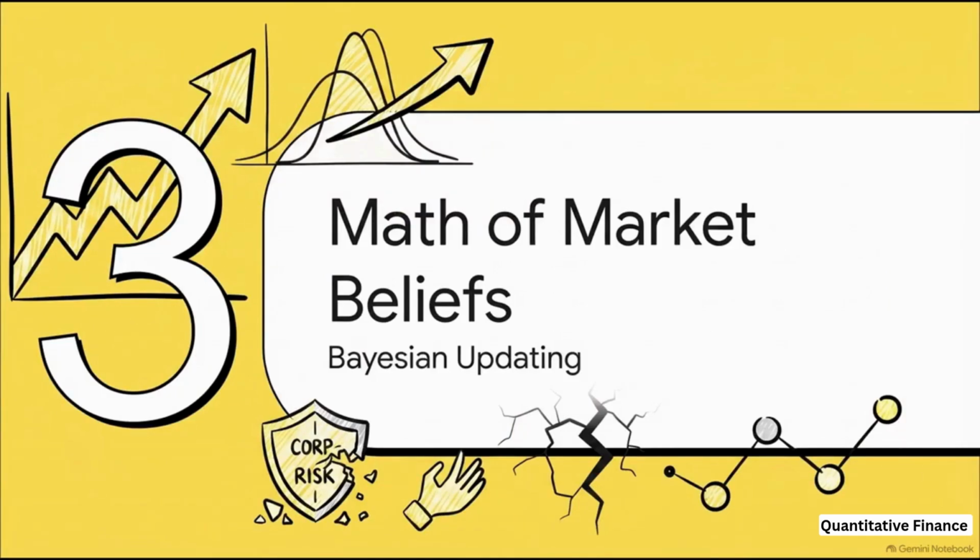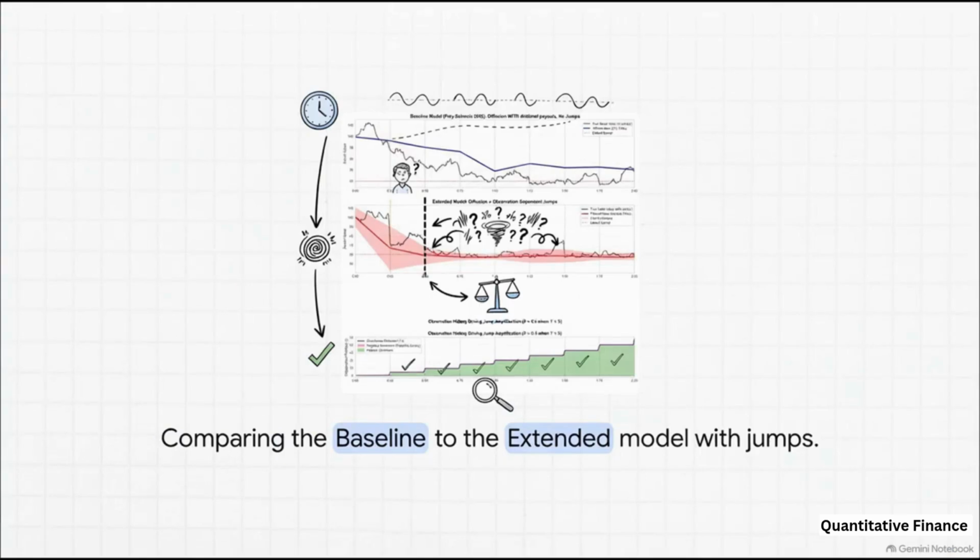Which brings us to part 3, the math of market beliefs. Now, you absolutely have to see the data visualizations from this study to grasp how this Bayesian updating works in practice. We're looking at 3 panels here, tracking asset value on the vertical axis against time on the horizontal axis. The top panel, that's your baseline model. No jumps, just a smooth, continuous filter, that blue line, trying to guess the firm's true asset value. Notice how it barely even flinches on scheduled dates?